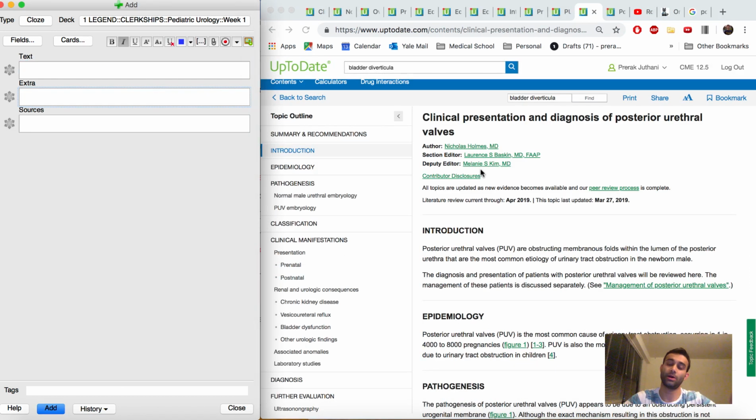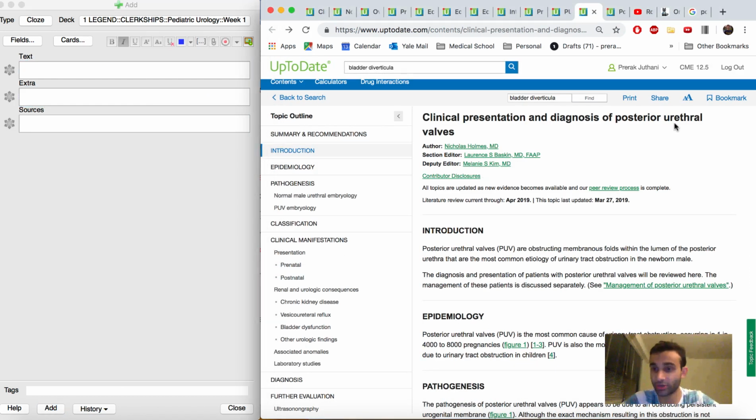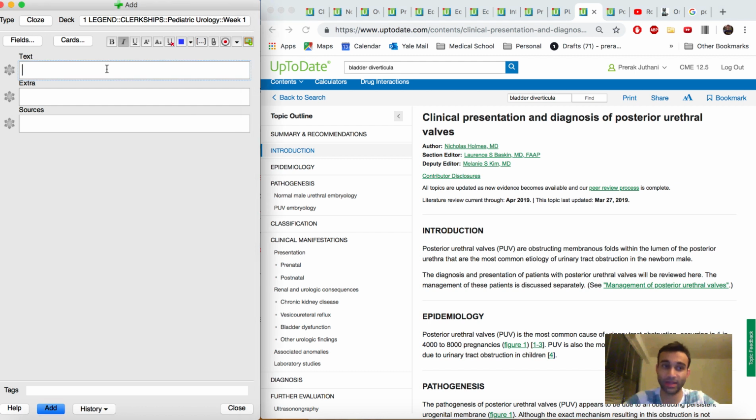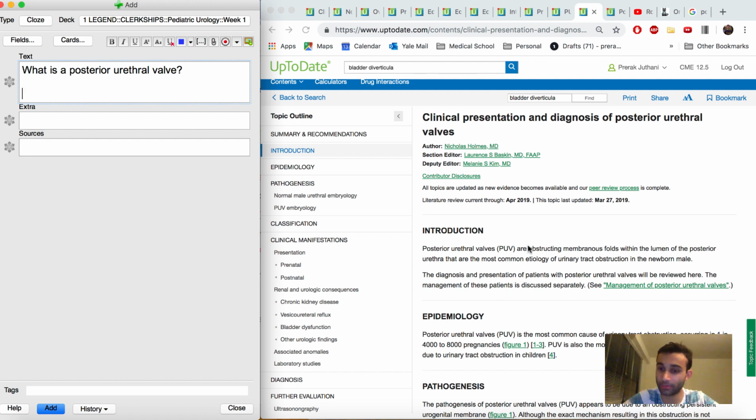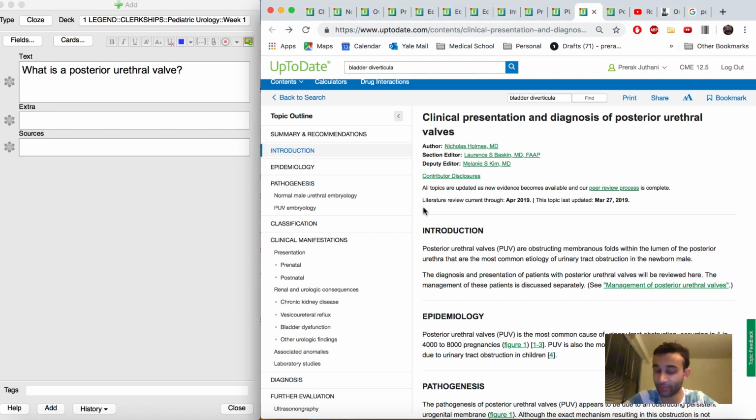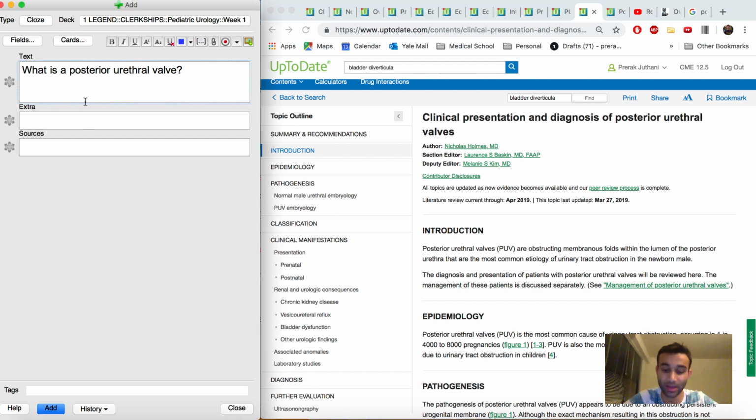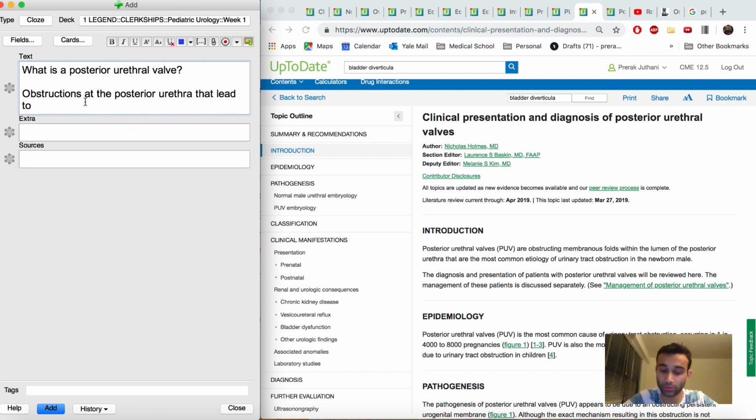Okay. And now I wanted to learn a little bit more about a posterior urethral valve. So basically, I write down what is a posterior urethral valve, and it says right here, it's an obstructing membranous fold within the lumen of the posterior urethra. Basically, obstructions at the posterior urethra that lead to urinary tract obstruction. So this is the cloze deletion I'm going to make.